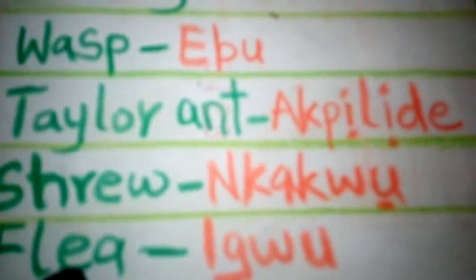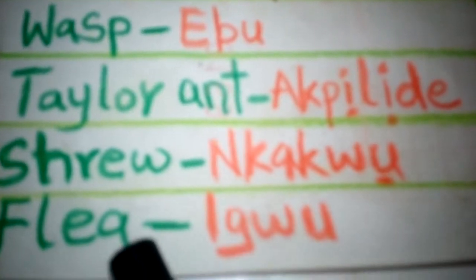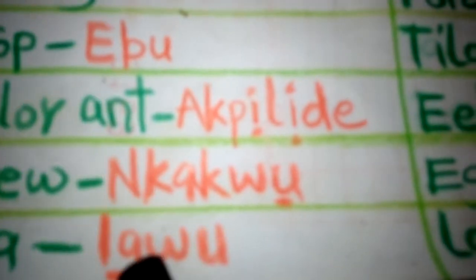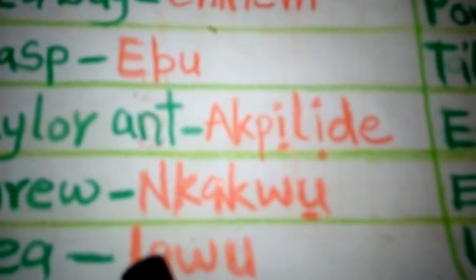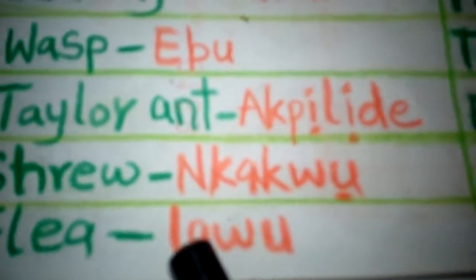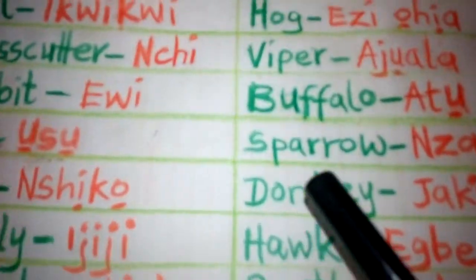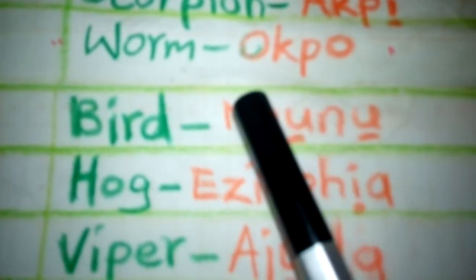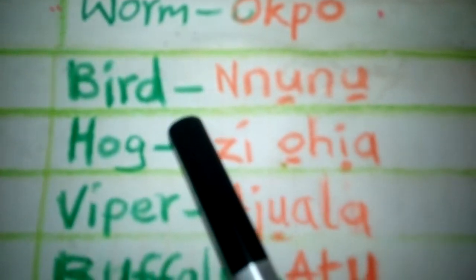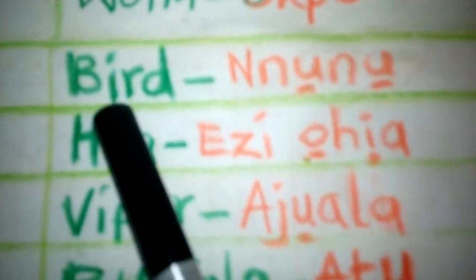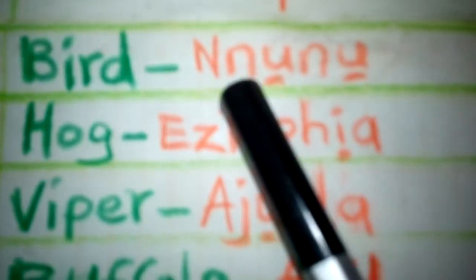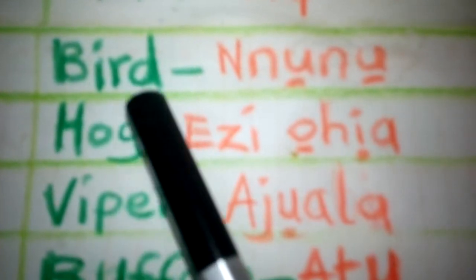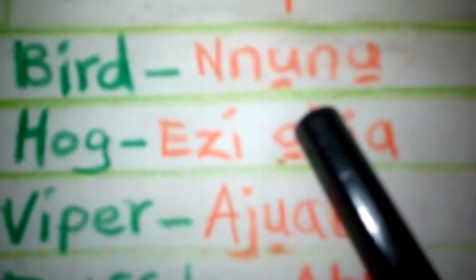Okay, flea. Flea is a igu, a kind of igu. Tick is igu. Flea is igu. We have different types and they live in different places on the body of animals and of the human being. Okay, bed. Bed, no, no. Generally, no, no. All the bed we call no, no.